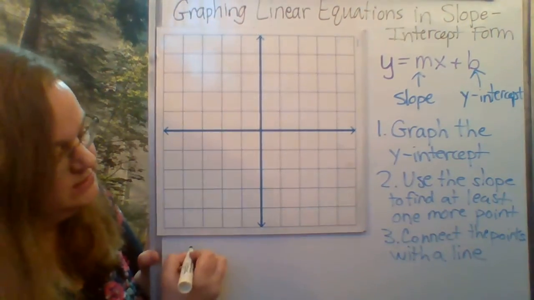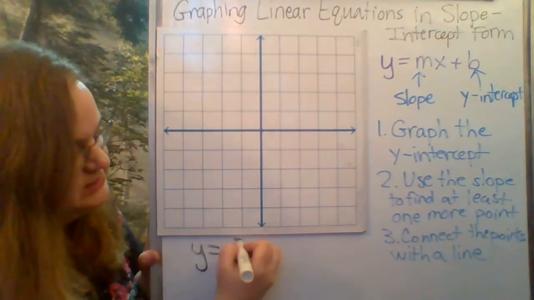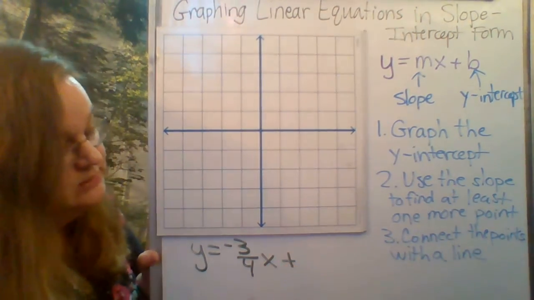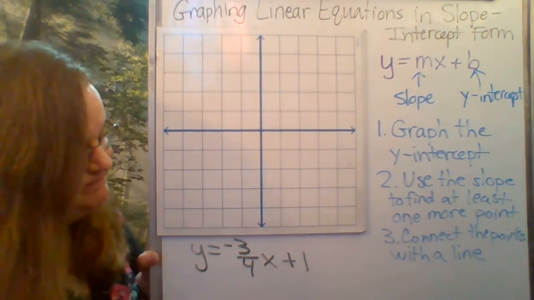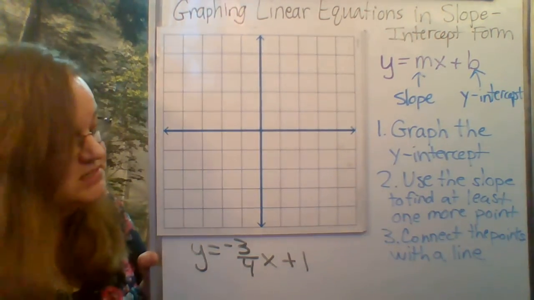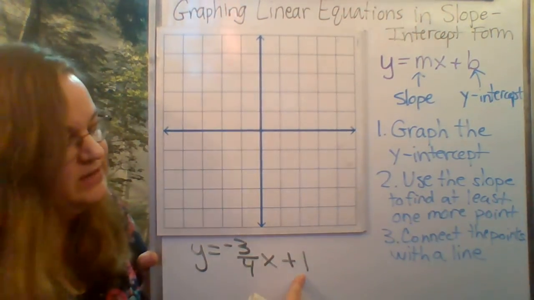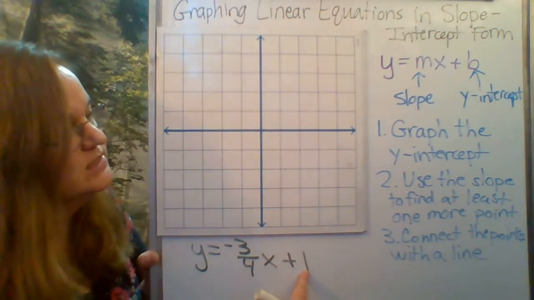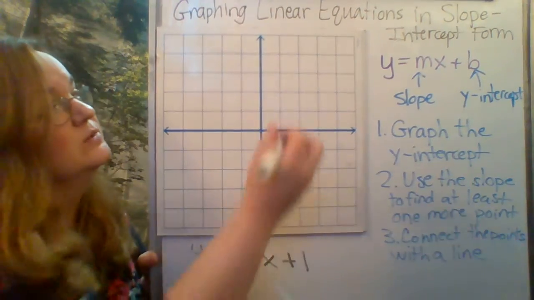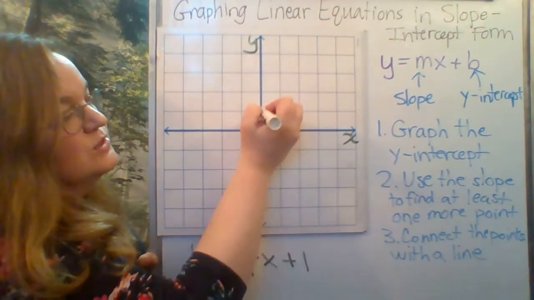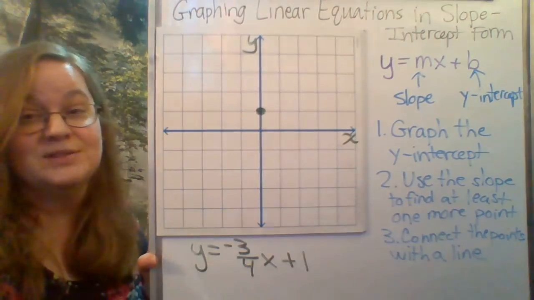So this last example, y equals -3/4 x plus 1. What's my y-intercept? My y-intercept is the constant, the number that's not multiplied by x. So 1, the number that's by itself, is the constant. That's my y-intercept. It's where it's going to hit the y-axis. Remember, this is the y-axis and this is the x-axis. So 1 goes right there.